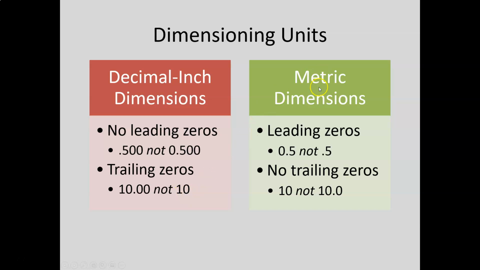In the metric dimensioning system, we basically flip that. So leading zeros are shown, 0.5, not .5. And trailing zeros are not shown. So 10, not 10.0. Okay. But as I said, AutoCAD is set up to do this automatically for us. So we really don't have to worry about it until we get into tolerances. And guess what? In this class, we're not doing any tolerances. All right. So that finishes this presentation.